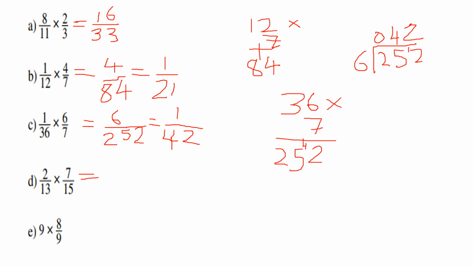For part D, 2 times 7 is going to be 14. And then 13 times 15, so 13 15s. That's a bit more tricky and a bit more involved. So 5 3s are going to be 15, so 5 carry the 1. 5 1s are 5 plus the 1 is going to be 6. Okay, I'm going to put a 0 there. 1 times 5 is 5, and then 1 times 1 is 1.